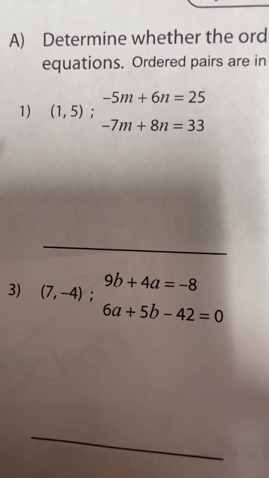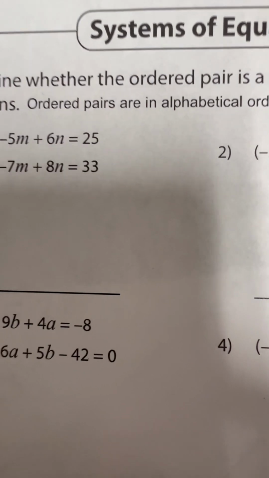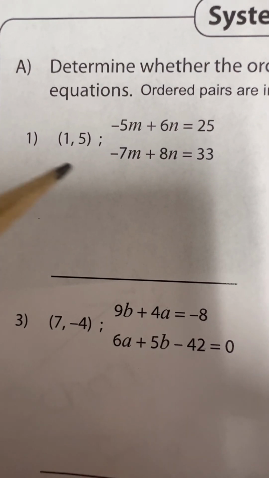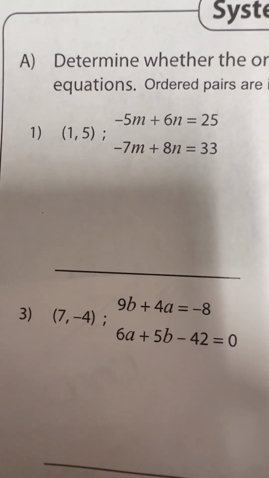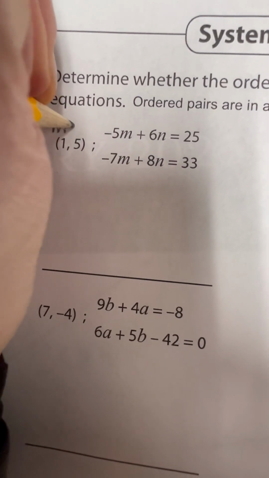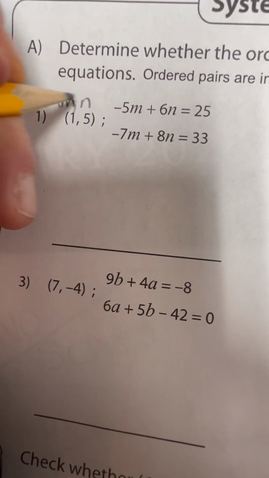And so we're going to start off by looking at the coordinates (1, 5). When we're looking at this, it does say ordered pairs are in alphabetical order. So obviously, if we're looking at the alphabet in this case, M would come before N. So we're going to put the 1 as the M and the N as the 5. So this is kind of how our setup would look for this problem.